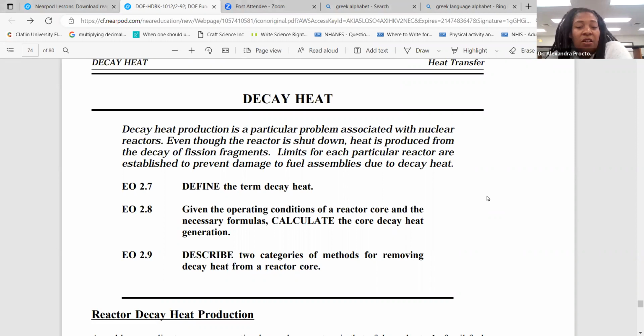So define the term decay heat. Given the operating conditions of the reactor core and the necessary formulas in this chapter, the objective is to calculate the core decay heat generation, and then describe two categories or methods for removing decay heat from a reactor core.